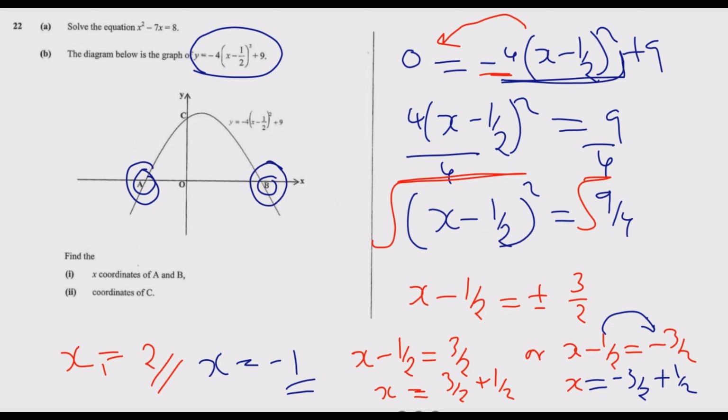So negative 1 is on this side, then 2 is at B. That's what it is. So at A is negative 1, at B is positive 2. Next, the coordinates of C, which is this one.